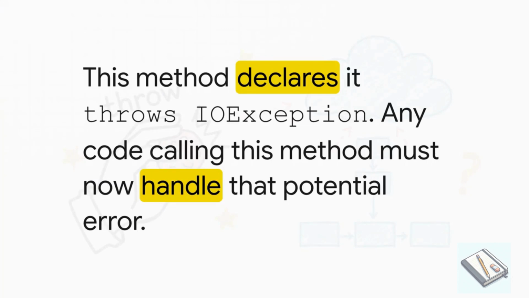So when a method like this one declares that it throws an IOException, it's basically signing a contract. It means any other piece of code that calls this readFile method is now forced to deal with that potential error. It makes your code way safer because potential problems simply cannot be ignored.